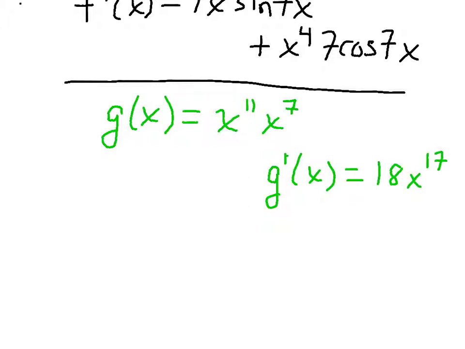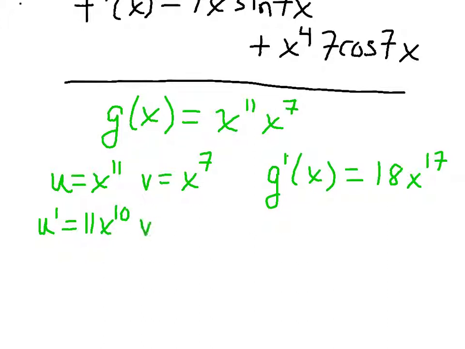Well, let's see what happens when we approach it from the perspective of the product rule. So, our u is x to the 11th, and our v is x to the 7th. And I'll go ahead and write that down: u is x to the 11th, v is x to the 7th. And then I'm going to jot down u prime, which we know is 11x to the 10th, and v prime, which is 7x to the 6th.